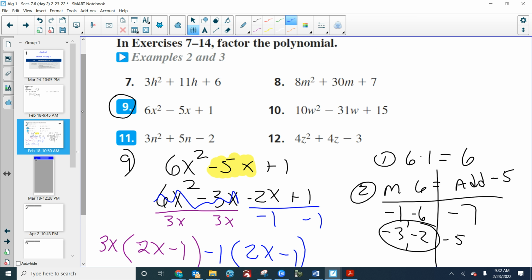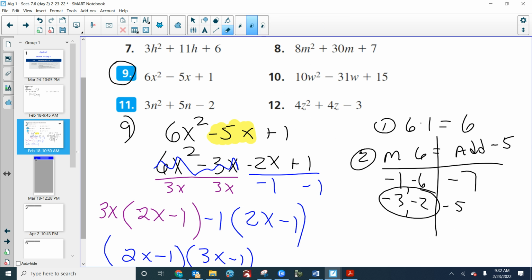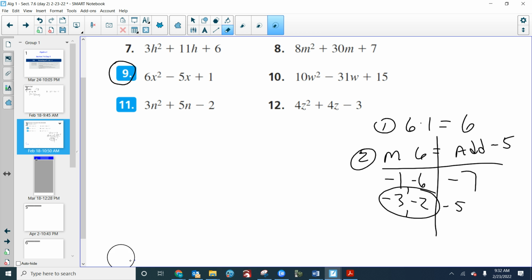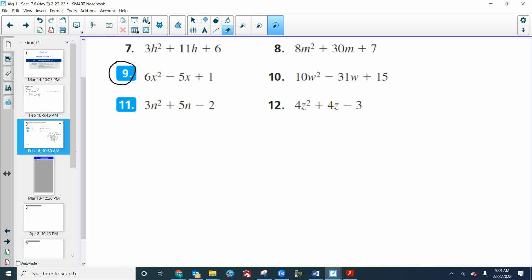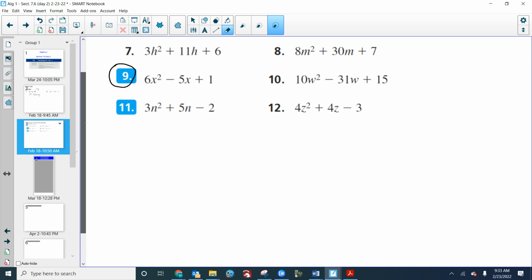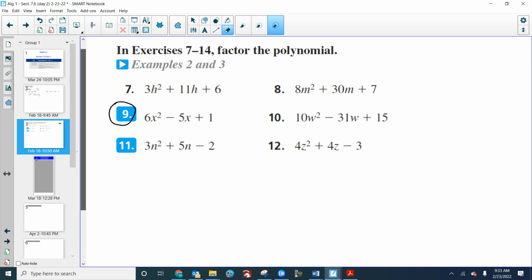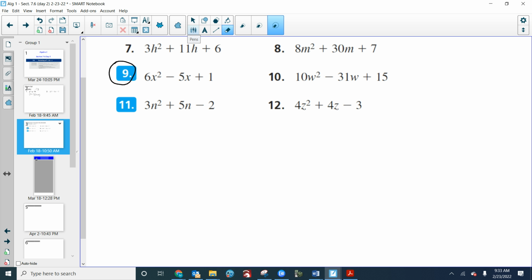Is there one there that sticks in your craw, that you say, I don't know how to do that? Is there one you guys want me to do? I'll be glad to do one. Yes, Matthew. 10. Absolutely, Matthew. All right. Okay. I'm going to write the problem, Matt.